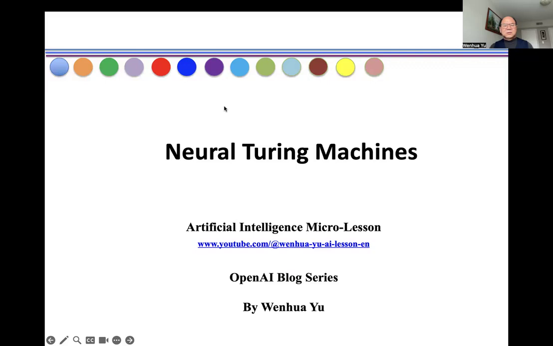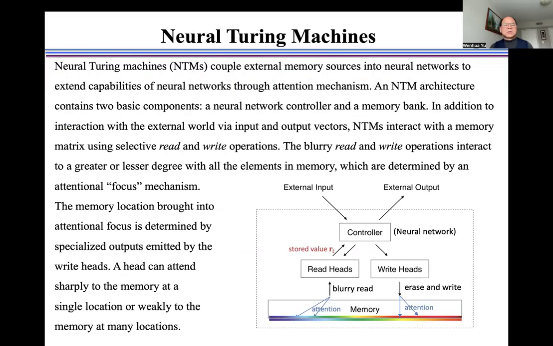In this video, I introduce neural Turing machines. Neural Turing machines couple external memory sources into neural networks to extend the capabilities of neural networks through attention mechanism. The NTM architecture contains two basic components, namely a neural network controller and a memory bank, as shown here.